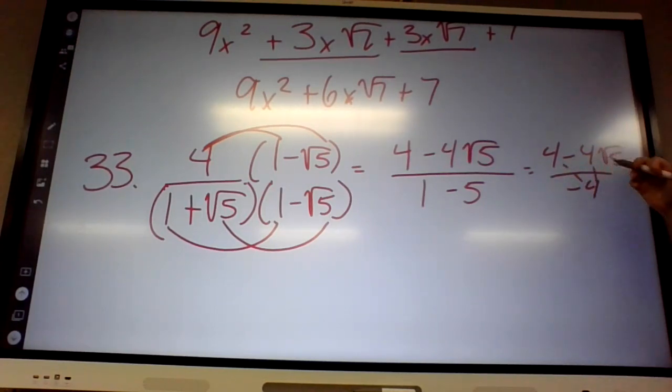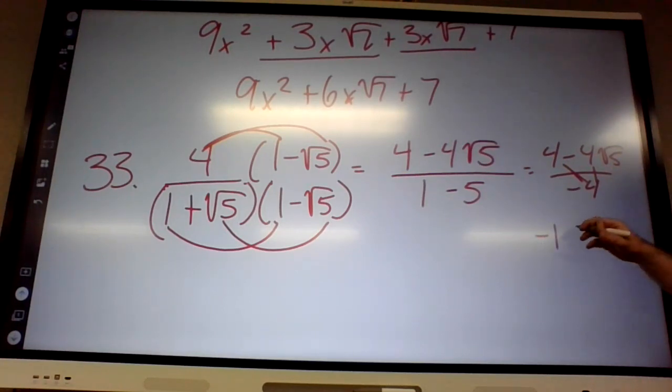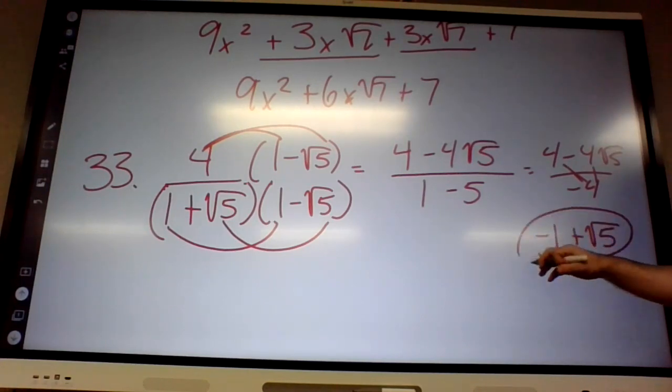Yeah. If they're both divisible by 4 or negative 4, you can do that. Both terms. So 4 over negative 4 is negative 1 plus square root of 5, yes. Negative 4 divided by negative 4 is positive 1, square root of 5, so plus square root of 5.